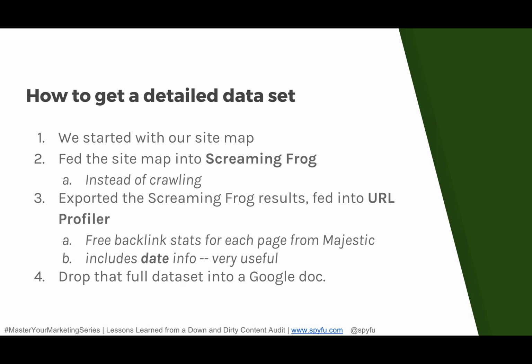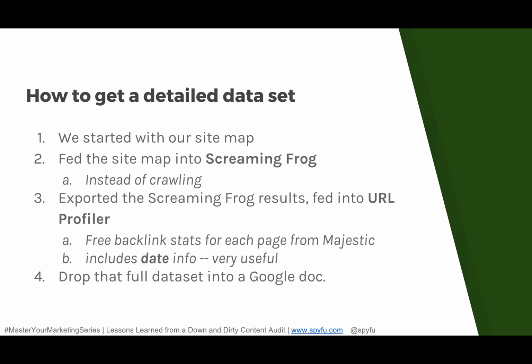So then that Screaming Frog spreadsheet, we take that spreadsheet and feed it into a product called URL Profiler. Oh, by the way, Screaming Frog, I think, will do a crawl of 500 pages for free. Ours is a little bit bigger than that, so we got the paid version. I think it's like $200 a year or something.